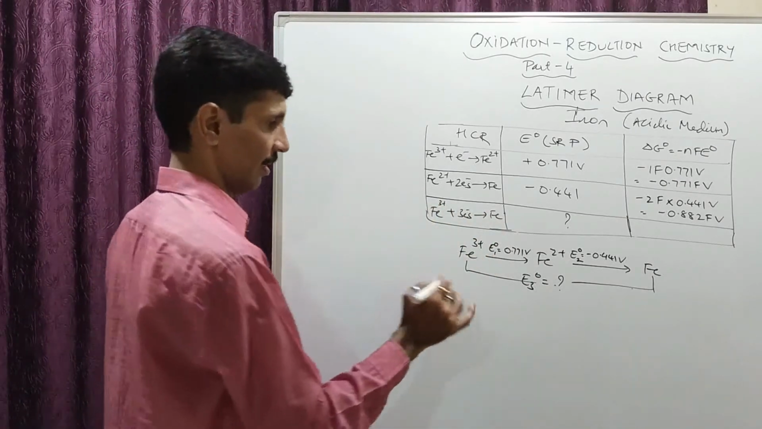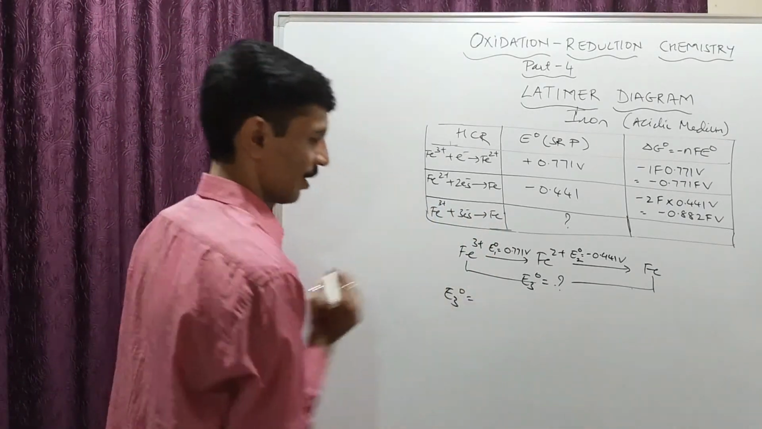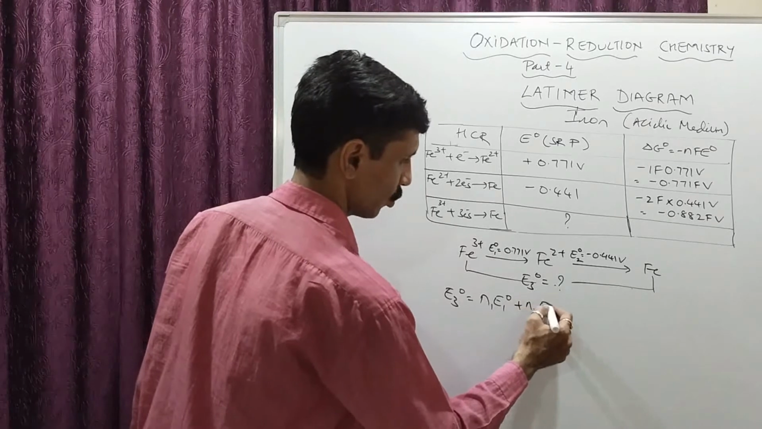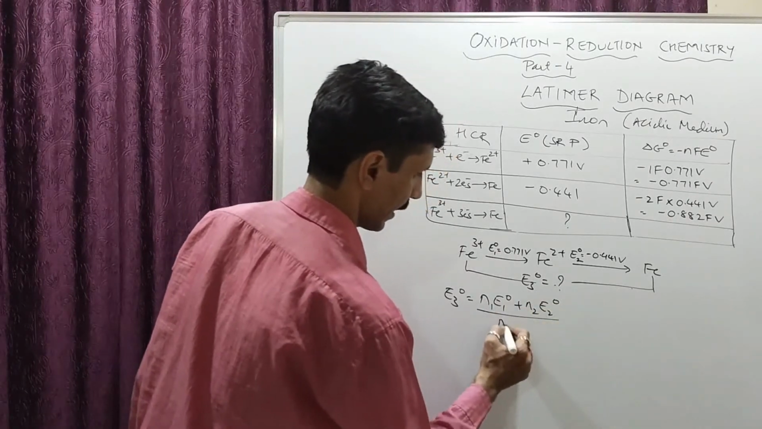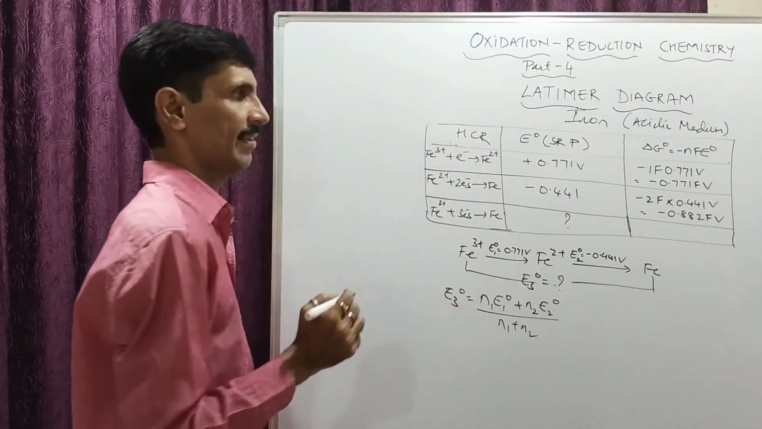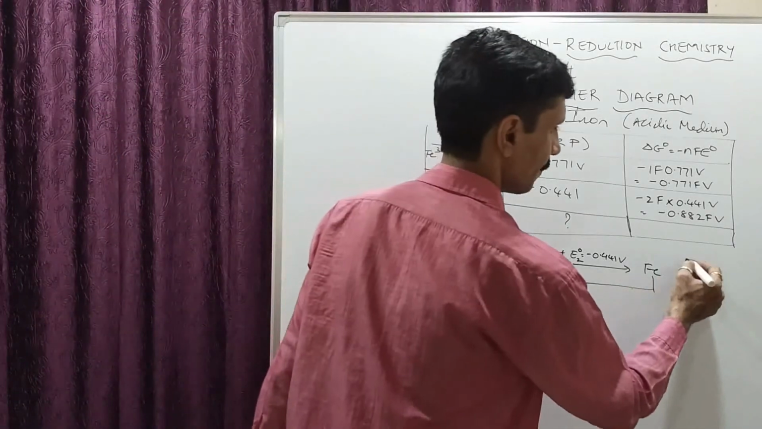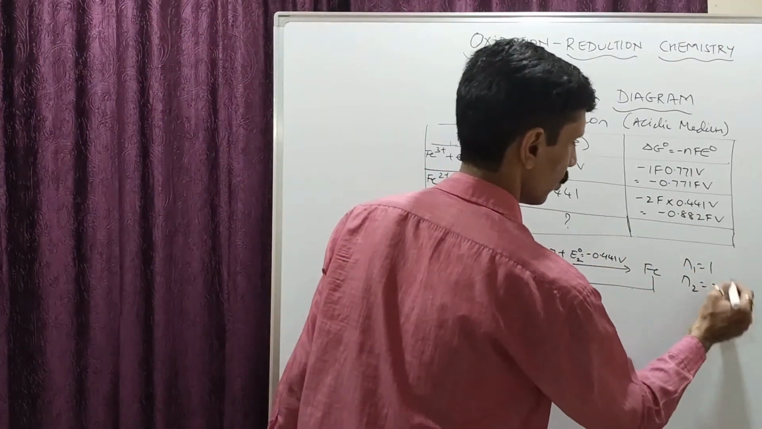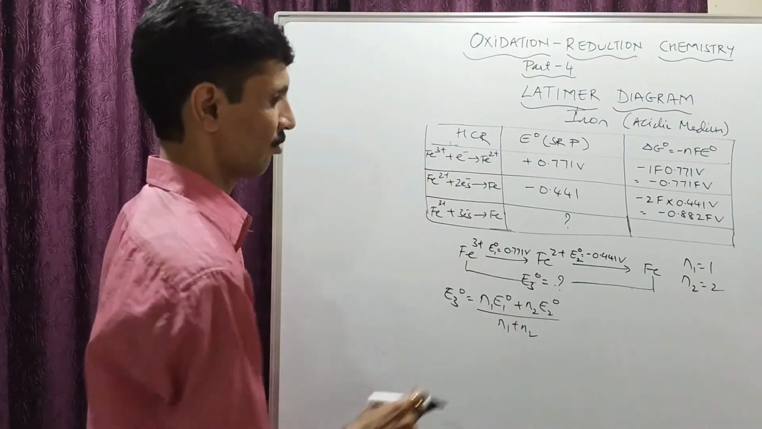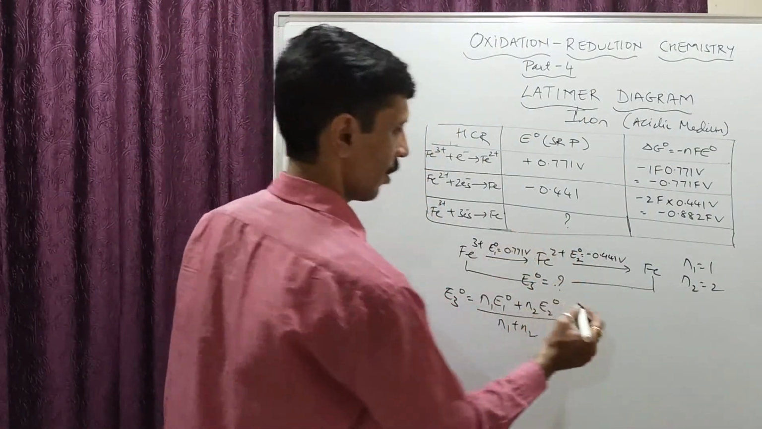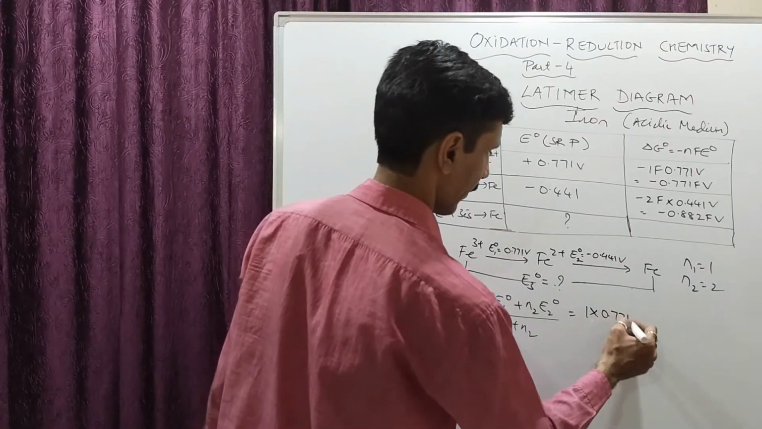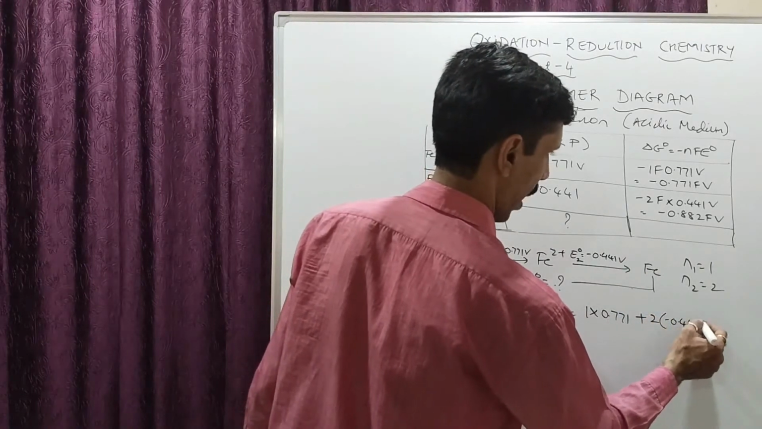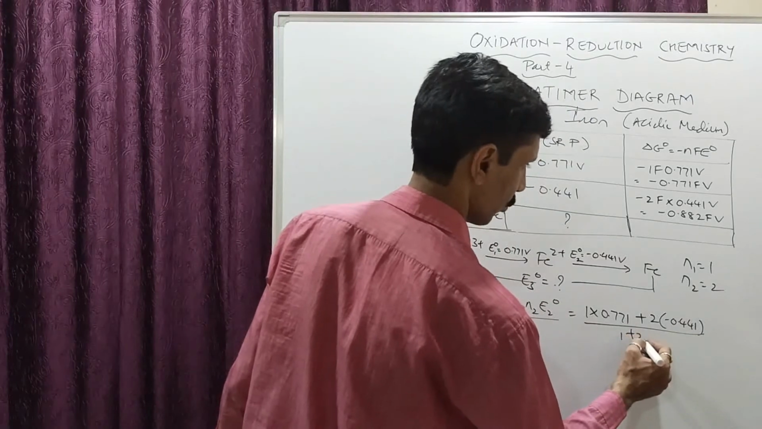So the formula for this is E3 naught will be equal to N1 E1 naught plus N2 E2 naught divided by N1 plus N2. Now what is here? N1 is 1. That is this reaction I am talking about, 1 electron. N2 is equal to 2. 2 electrons are involved. Okay, so you use this particular formula. So we have 1 into 0.771 plus 2 into minus 0.441 divided by 1 plus 2.